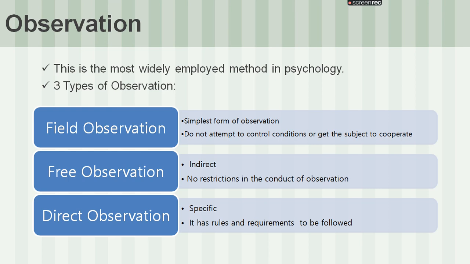You just simply observe. In free observation, this is some kind of indirect, but there are no restrictions in the conduct of observation. Direct observation is very specific because it has rules and requirements to be followed during the observation period.